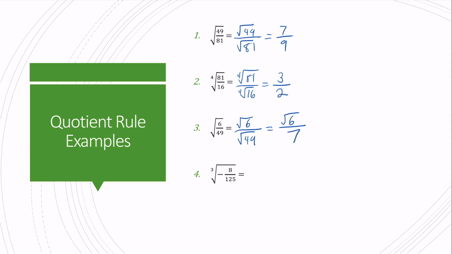If I take the cube root of negative 8 over 125, I just put that negative on the top. Remember, I don't want to put the negative on the top and the bottom because two negatives make a positive, and this is a negative number. The cube root of negative 8 is negative 2, and the cube root of 125 is 5. So our final answer for this would be negative 2/5.